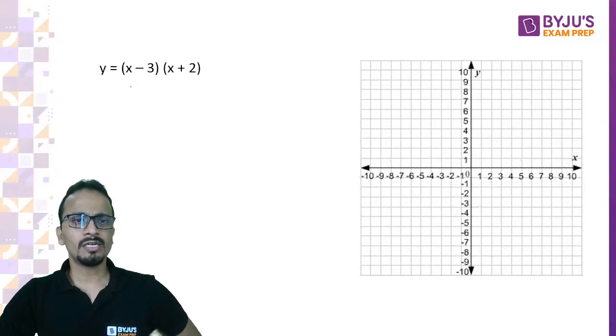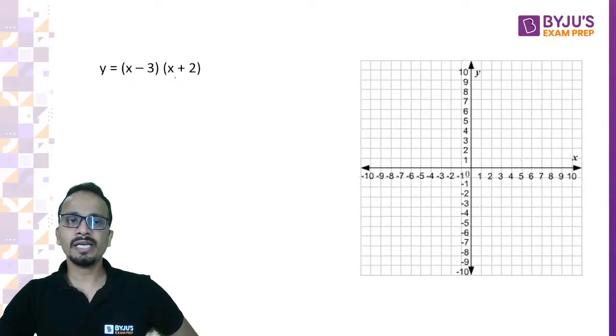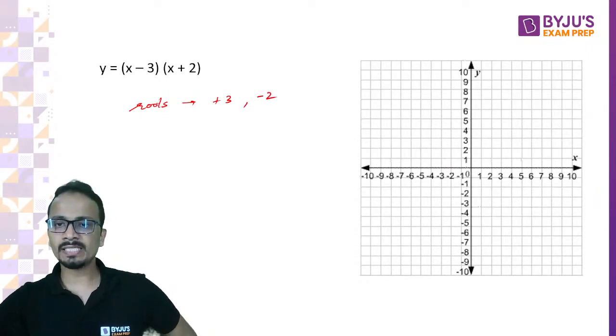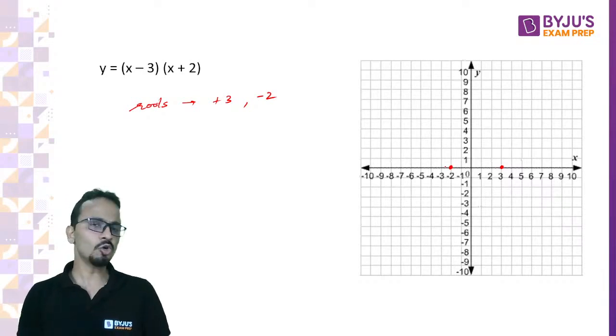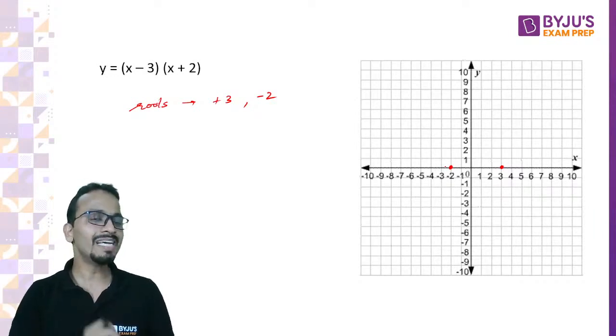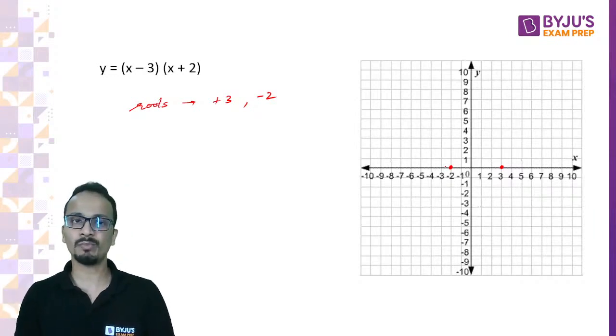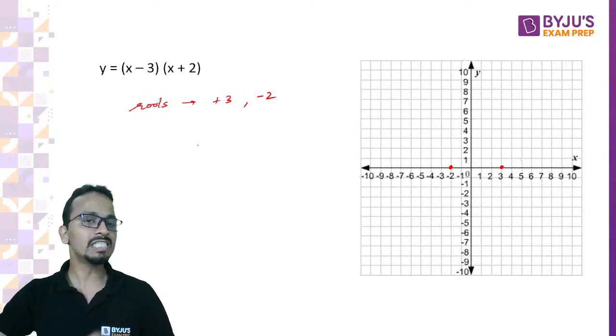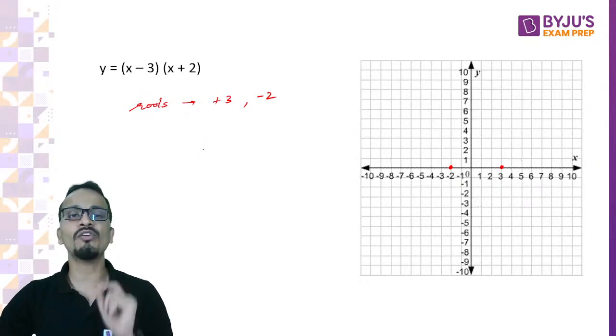So here I have (x minus 3) into (x plus 2). The roots of this expression are plus 3 and minus 2. So I can say that the graph will pass through x equal to plus 3 and x equal to minus 2. These are the 2 points. So it will be a parabola passing through these 2 points. Now the question is, will it be an upward opening or a downward opening parabola? What does upward opening or downward opening depend on? It depends on the value of a.